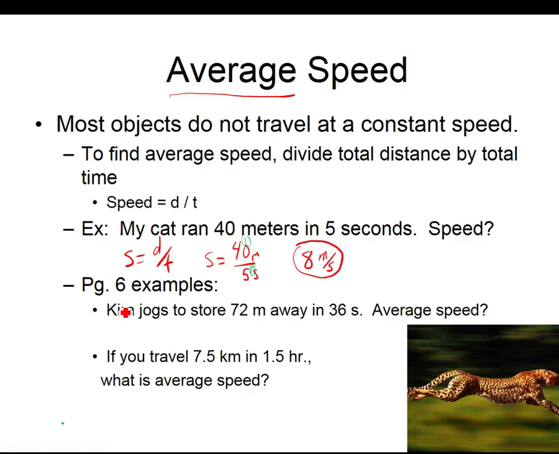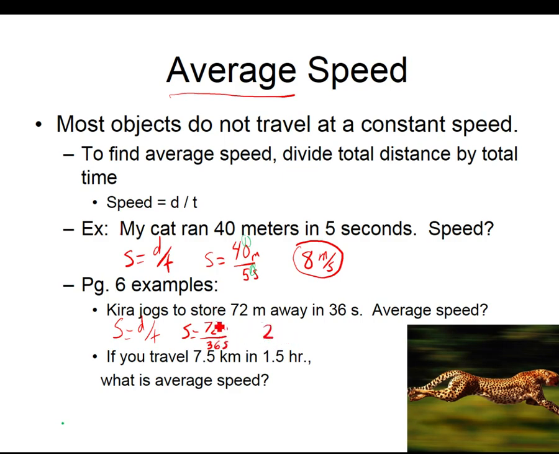Let's do another example. These ones are from page 6 of your book. Kira jogs to a store 72 meters away in 36 seconds. What's her average speed? So again, speed equals distance divided by time. So speed equals the distance with 72 meters divided by the time of 36 seconds. Divide that, you get 2.